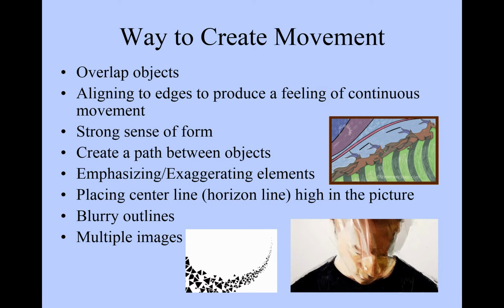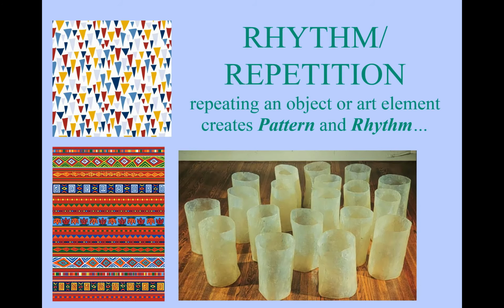Blurry outlines. If I look at the picture at the bottom right, there are actually two faces painted there, and because it's all blurry, the transition between the two faces makes it look like it's moving. That also relates to multiple images. I have two different faces, and because of that, it makes it look like that face is just vibrating in place.